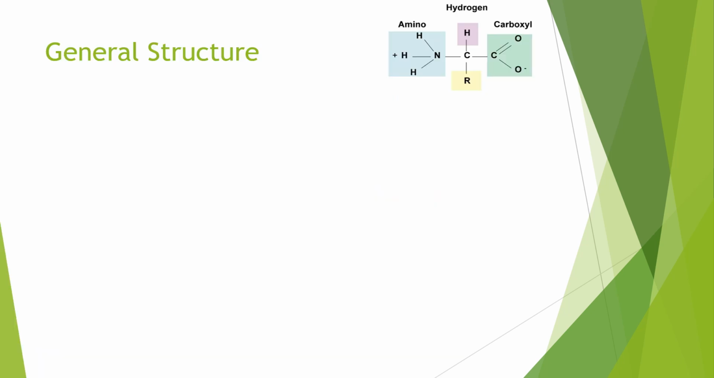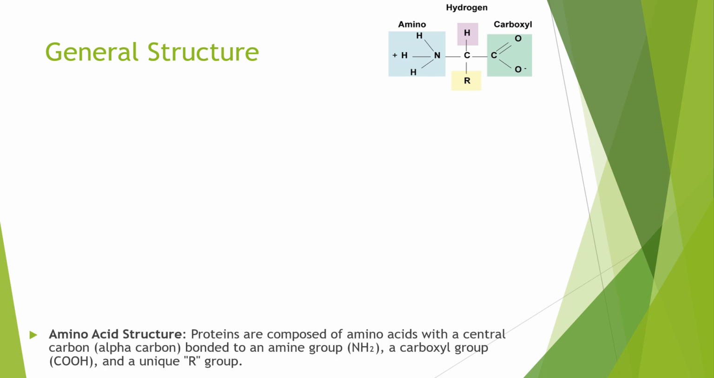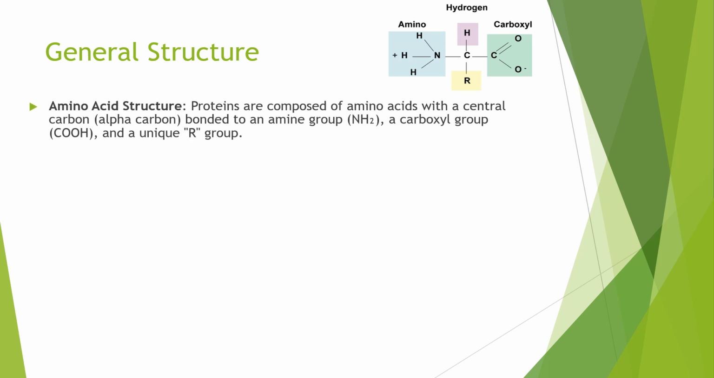Firstly, let's talk about the general structure of proteins, focusing on amino acids and how they link together. First, amino acids are the building blocks of proteins. Each amino acid has a central carbon atom, known as the alpha carbon. This central carbon is bonded to three groups, an amine group, a carboxyl group, and a variable R group. There are over 20 different amino acids, each with unique R groups, which give amino acids distinctive properties.